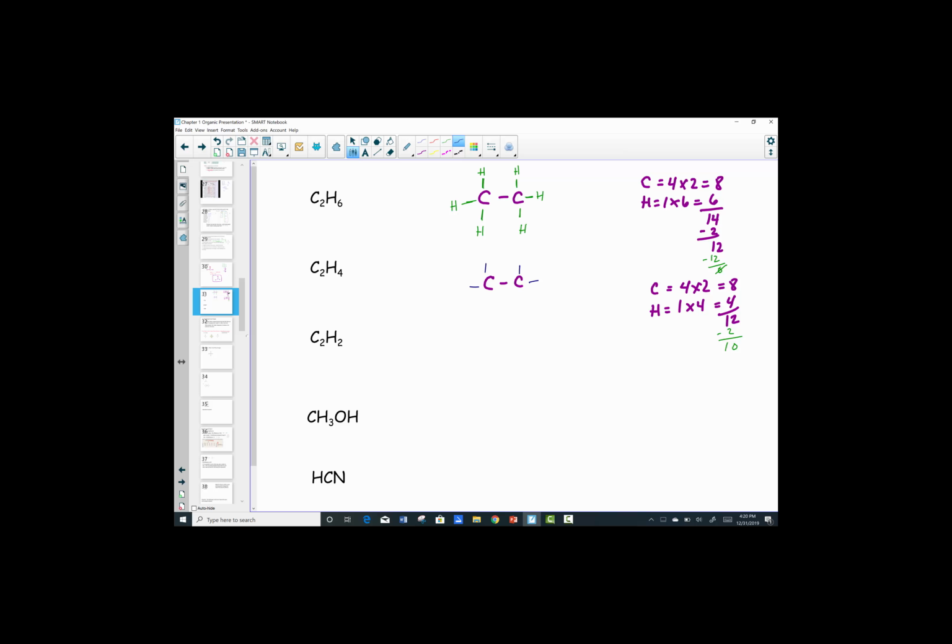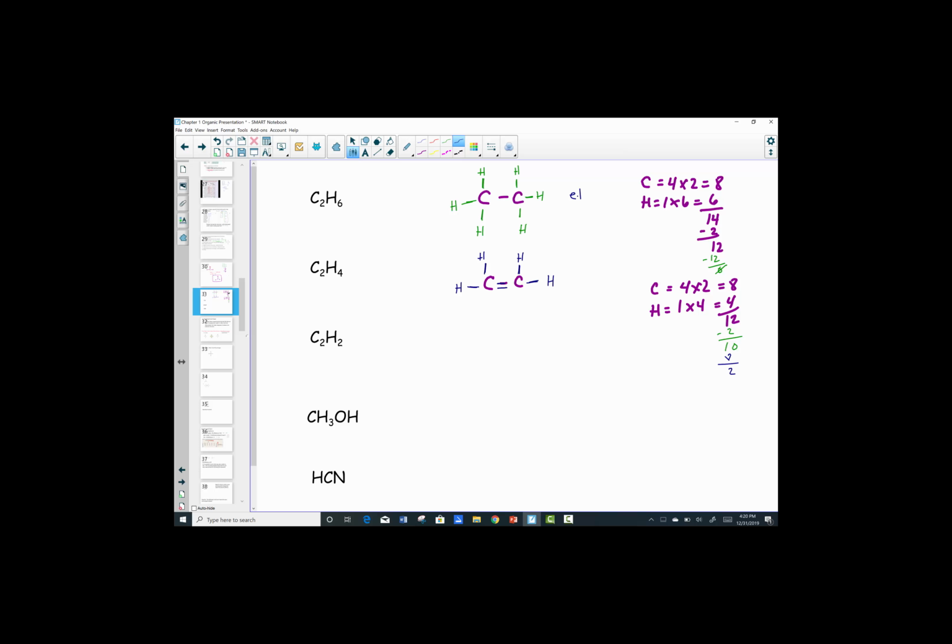So I'm going to erase 2 of those and only allow myself to hook to each of those carbons 2 hydrogens. And in doing so, I use 2, 4, 6, 8 electrons, meaning I have 2 left. The 2 electrons need to be placed to complete the octet of each carbon, meaning that 4 bonds for each carbon can be achieved by a double bond in the structure.